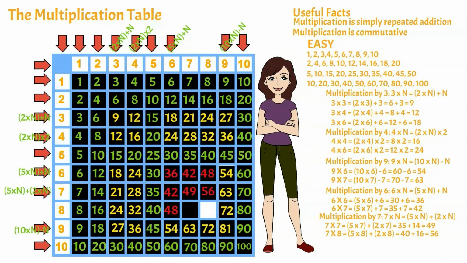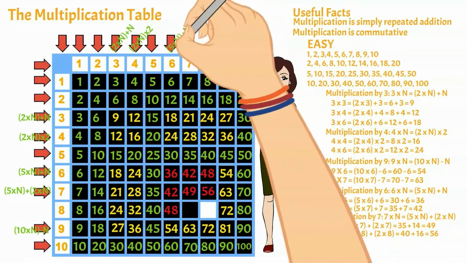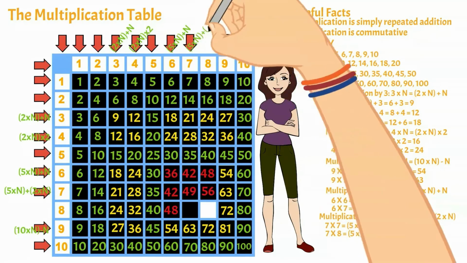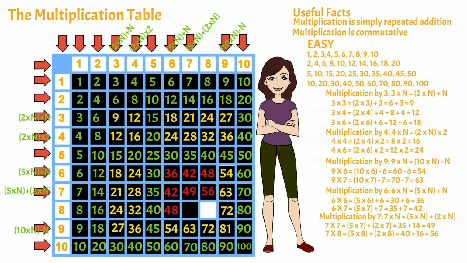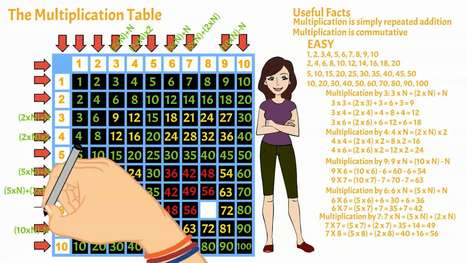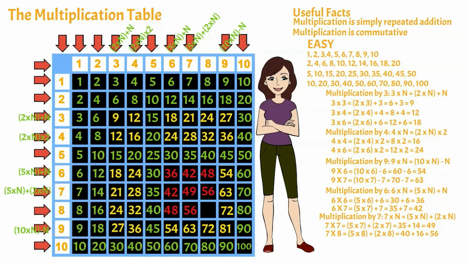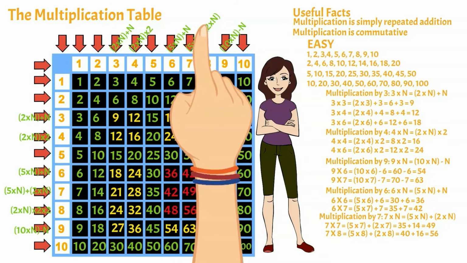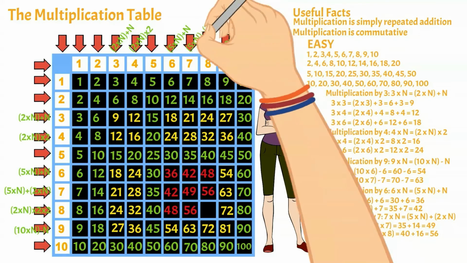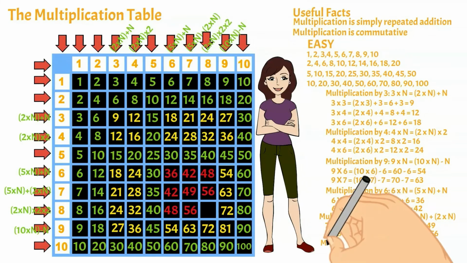If we do this the other way around, it will give us the same answers. So here, we will also have 49, 56. And lastly, we now only have one empty box left, and it is for multiplication by 8. Multiplication by 8 can be solved using multiplication by 2.